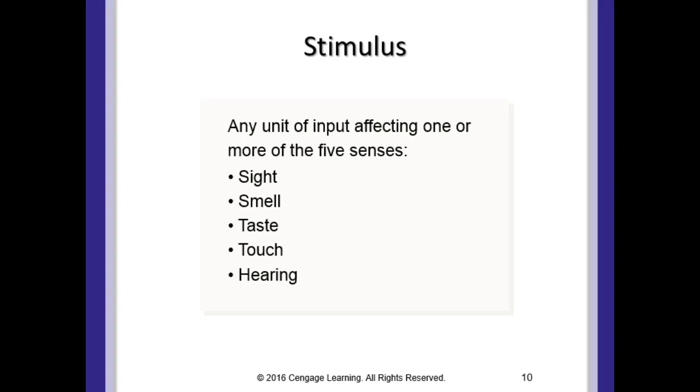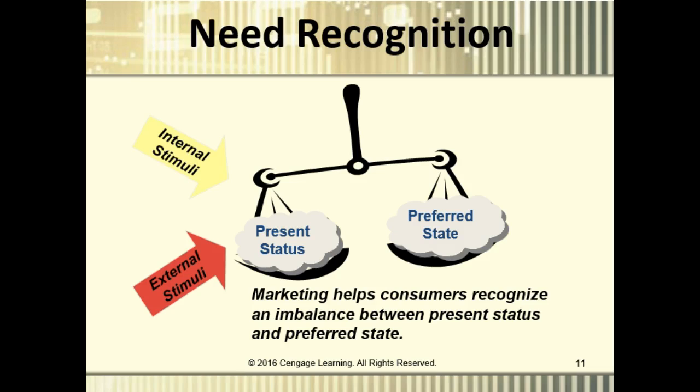Now, one of the things that you need to be aware of is stimulus. A stimulus is just anything that affects one of the 5 senses that you have. Your 5 senses, of course, are smell, taste, sight, touch, and hearing. So stimulus is anything that affects any of those 5 senses.